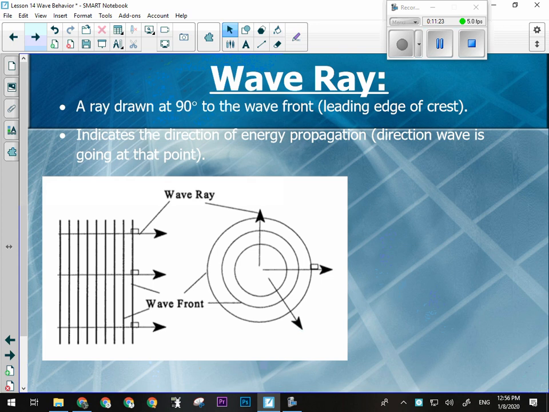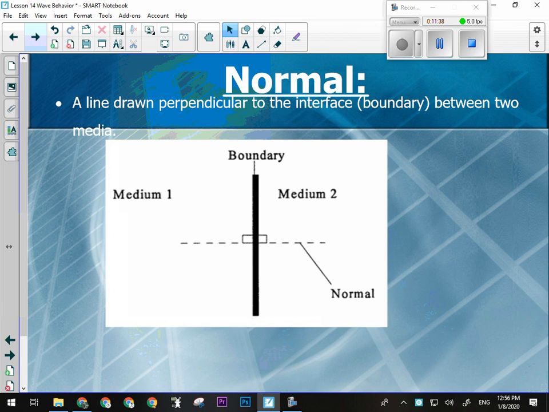Now, rays are things that we draw just to represent waves. Not going to be really important in Physics 20, but you'll use them a lot when you draw ray diagrams in Physics 30. A ray is just an arrow that represents a series of waves traveling through, so you don't have to draw all the waves. A normal line is the line from which all angles are measured.